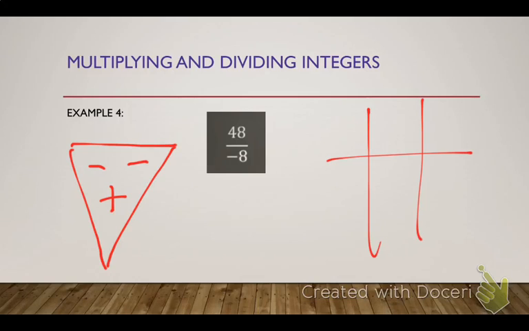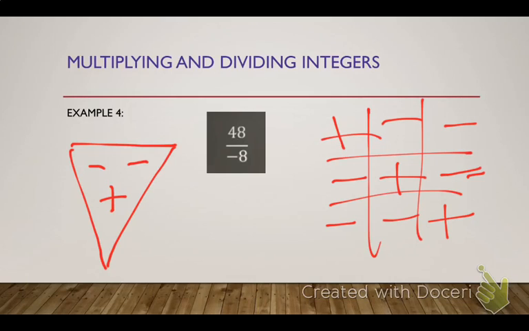And over here we got the tic-tac-toe chart, which is positive, positive, positive, and all these negatives go in here. And I see that we got a positive 48, and I see that we have a negative 8, and so our answer is going to be negative. So 48 divided by 8 is 6, and it would be a negative 6.